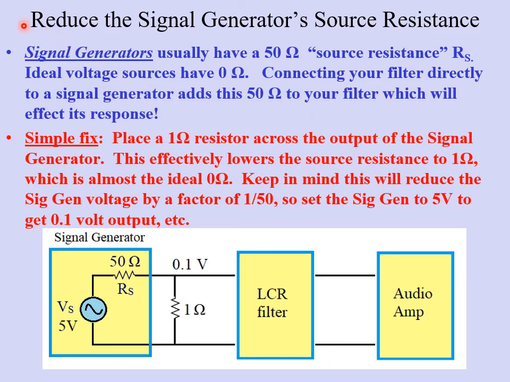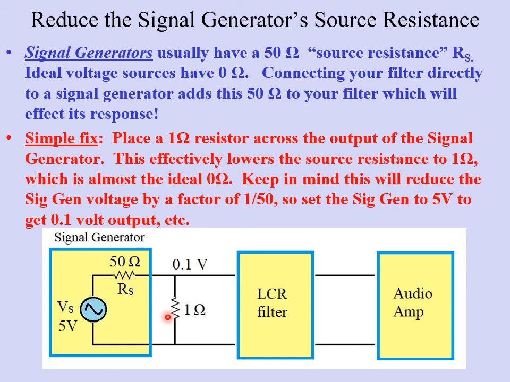I'm going to skip over this slide because this shouldn't be an issue if you use the Analog Discovery kit. However, if you're using a standalone signal generator, they typically have a 50 ohm built-in source resistance. If you connect this up to your filter, this 50 ohms becomes part of your filter, and that's not good, because it's going to change the characteristics of your filter. One way to get around this is to make this signal generator look more like an ideal signal generator, which has no resistance at all, just like a perfect battery. If you're using a standalone signal generator, the way to do this is to put a 1 ohm resistor across the output terminals.